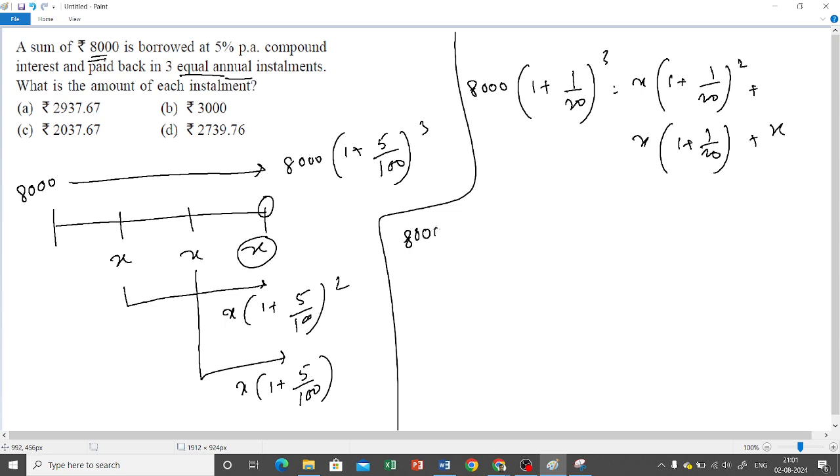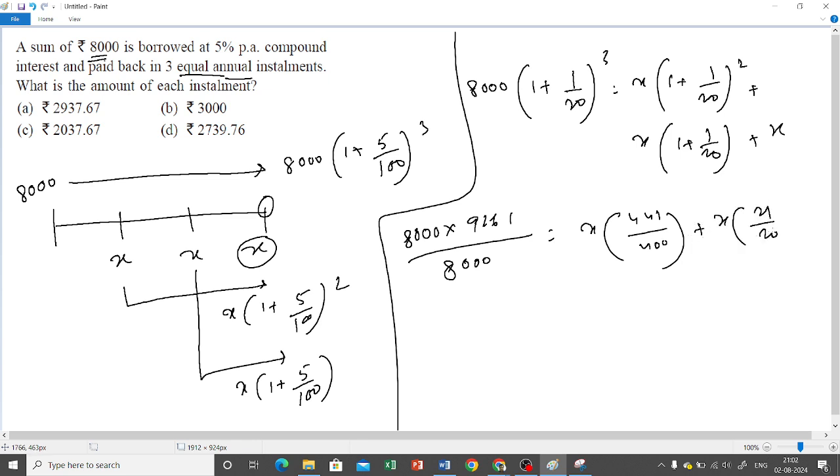So 8,000 into 21 by 20, 21 cube is 9261. See, 21 cube is a very popular cube in simple interest. Remember this. 11 cube is 1331, 21 cube is 9261, and 20 cube is 8,000. So this one is going to be 21 by 20 whole square, that is 441 by 400. This is going to be 21 by 20, and this is going to be x. This 2 gets cancelled out.